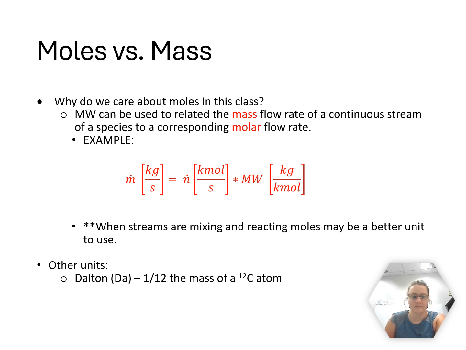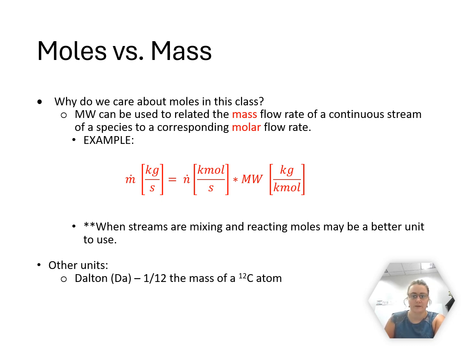As an example, let me grab my laser pointer. The mass flow rate is something in terms of kilograms per second, and we use an m with a dot over the top for mass flow rate. That's going to be equal to the molar flow rate, which is an n in this class with a dot over it, times the molecular weight. Whatever is in brackets on this screen is going to be the units. So you can see that a kilomole per second times a kilogram per kilomole will give us a kilogram per second. That's the way that we convert between mass and molar flow rates.